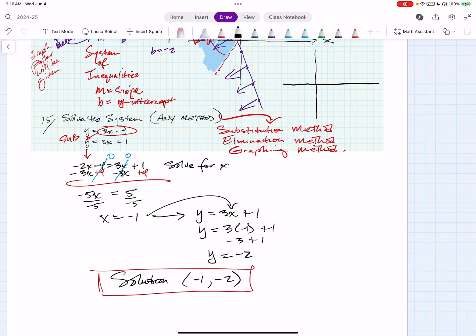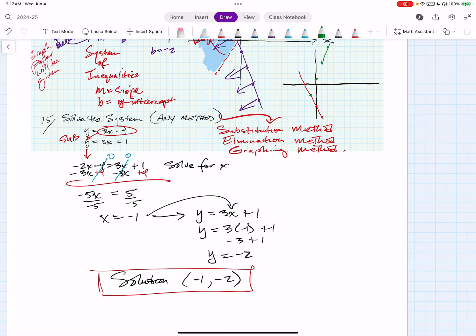So watch this. You're going to graph the first one, negative 2x minus 4, so you go down 4, and then you have a slope of negative 2, so you go down 2, right 1, and then reverse it, up 2, left 1, up 2, left 1, and so on. And then you draw that line. There's your first one. Okay, then here's your next one. So 3x plus 1, so you start at 1, and you go up 3, right 1, up 3, right 1, then you reverse it. Down 3, left 1.